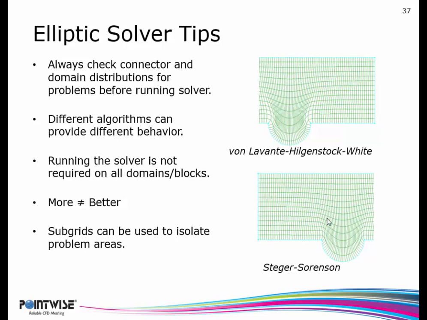There are a lot of situations, just like this example here on the right-hand side, where you may find you want to use Hilgenstock-White and you run that domain in the solver for 5 iterations and it looks perfect. But then you run it for 5 more, up to 10 or 15, and it starts to not look so good anymore. So a lot of it is visual in terms of the results that you're getting, but definitely never assume that more is better with the solver. Sometimes it is, but oftentimes it's not.